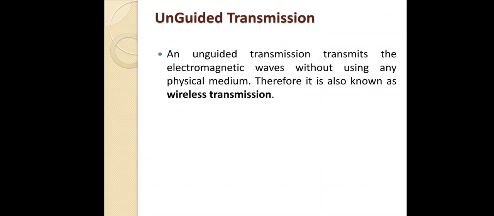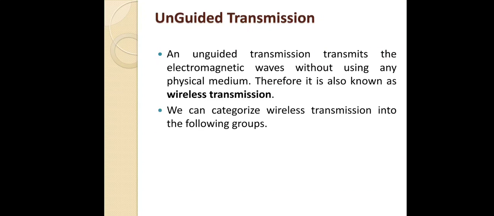Now moving to the unguided transmission. The unguided transmission transmits the electromagnetic waves without any physical medium. Therefore, it is also known as wireless transmission. We can categorize wireless transmission media into the following groups: radio waves, microwaves, and infrared waves.